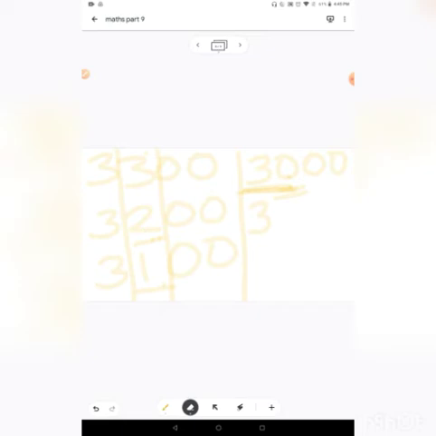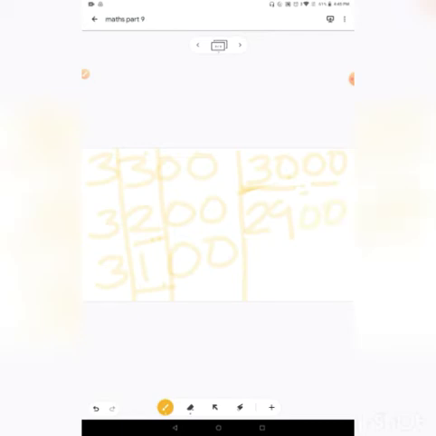What you have to do is take these two numbers together and then subtract. Okay, make this 30 together and subtract 1 from it. 30 minus 1 is 29. Then you write the remaining 0, 0: 2900.